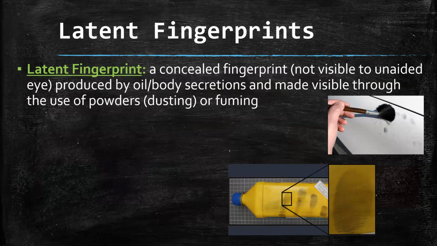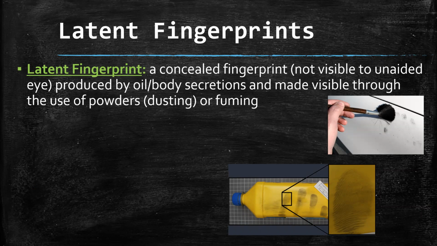And then the last type of fingerprint is probably the most common type of fingerprint, not only at crime scenes, but just in general. It's called a latent fingerprint. A latent fingerprint is concealed. So you cannot see this with your naked eye. You have to actually develop it and make it visible by either dusting with a powder or fuming it.